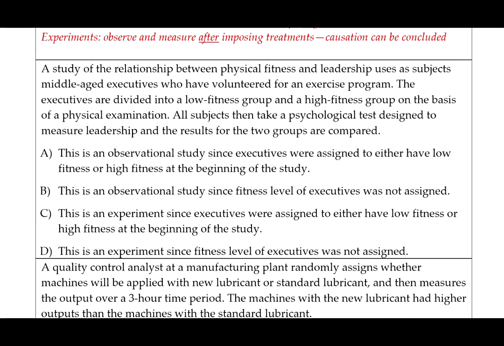Let's look at D. This is an experiment since fitness level of the executives was not assigned. Not assigning happens in observational studies, so it can't be D either. Let's look at B or C. It's one of those. B says this is an observational study since fitness level of executives was not assigned. And as we already discussed, fitness level is based on lifestyle choices they made themselves, not on any imposition that we put on them. C says this is an experiment since executives were assigned to either have low fitness or high fitness at the beginning of the study. If assigning is done, it would be an experiment, but in this case, the fitness level was not assigned.